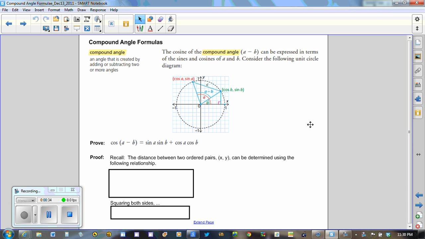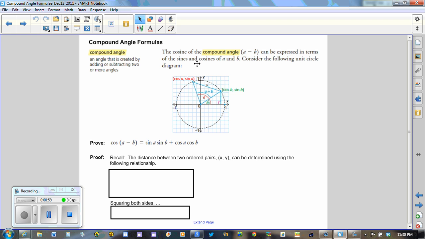As we go through this video, feel free to pause and rewind, review, and also to take notes on the template that was provided in class. So let's begin with the definition of compound angle. It is an angle that is created by adding or subtracting two or more angles.